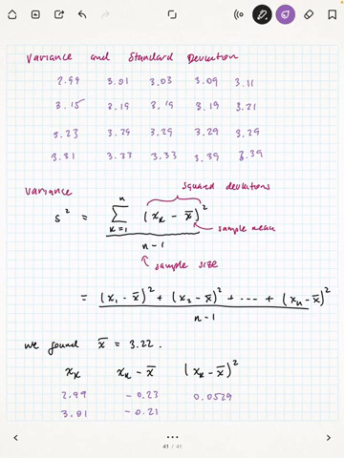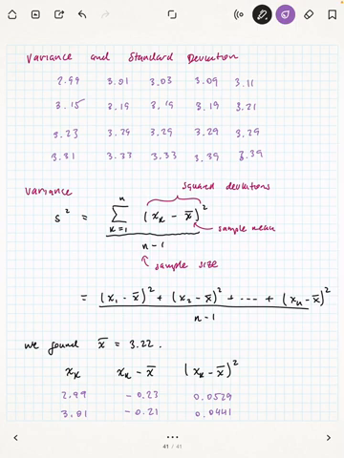And similarly, 0.0441 from the 3.01. And so what happens now is when you square these small values, they can either get much larger or much smaller, depending on whether it's less than or greater than 1. And as you get closer and closer to the mean, the data values that are closer to the mean have smaller, much smaller square deviations.